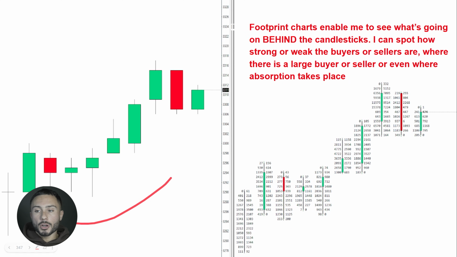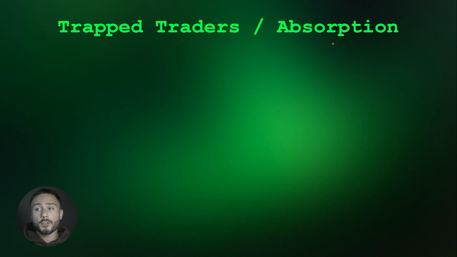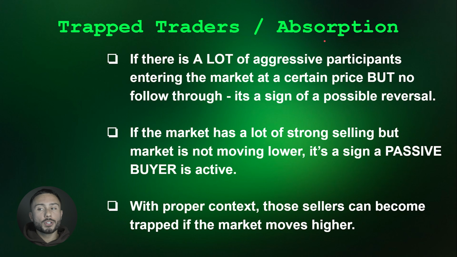Behind every candlestick are transactions. Both of these charts are identical. Footprint charts enable me to see what's going on behind the candlesticks. That way I can spot how strong or weak buyers are, where there's a large buyer, where there's a large seller, where there's absorption, and I can use this information to my advantage. How do I use this to my advantage?